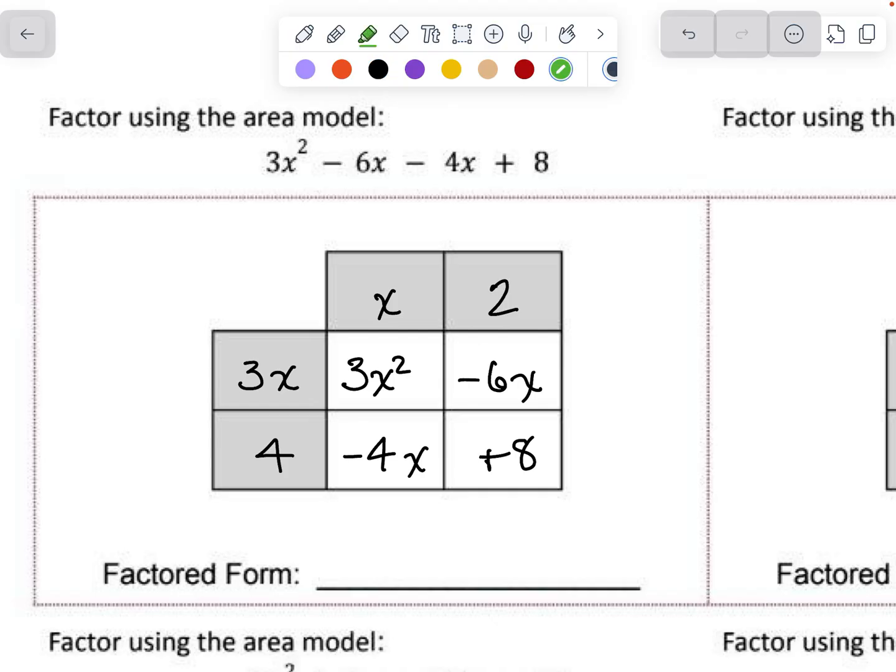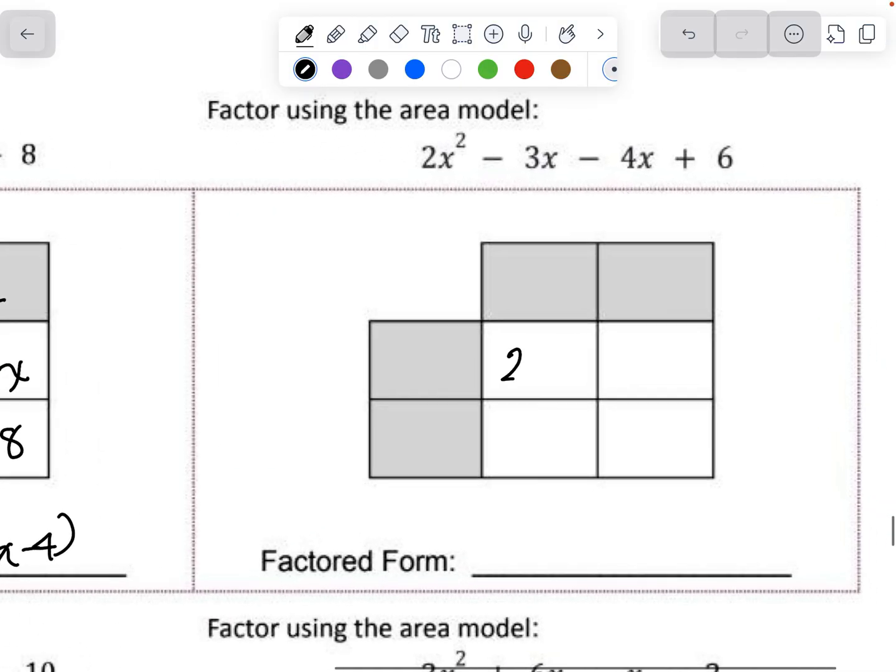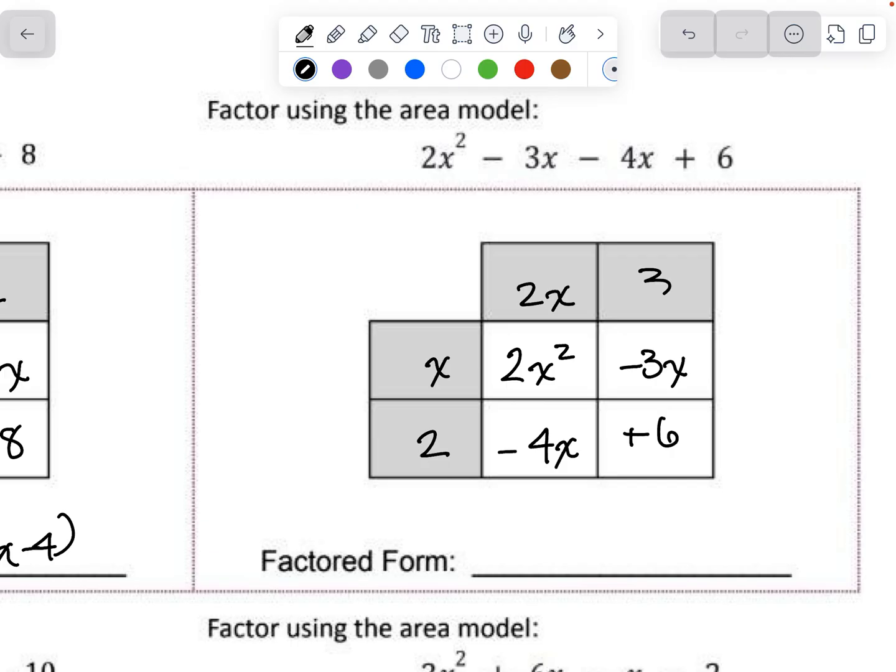Here, since these are both minuses, I know that this has to be a minus, and this one also has to be a minus. So it's going to factor to b. Same with this one. Since this is a minus and this is a minus, both of those have to be subtractions.